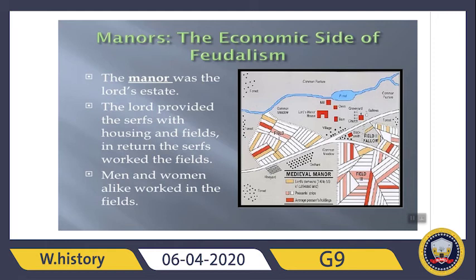Now the economic side of feudalism. Here we are going to learn about the manors. The manor was the lord's estate. The lord provided the serfs with housing and fields. There is a mutual understanding here. In return, the serfs worked the fields, and in exchange for their work, they would get housing and fields. Men and women alike worked in the fields.